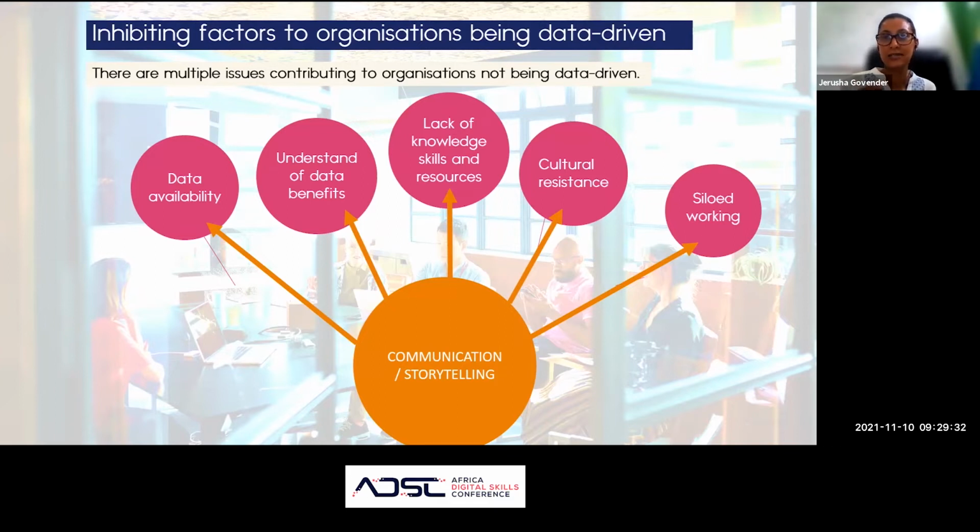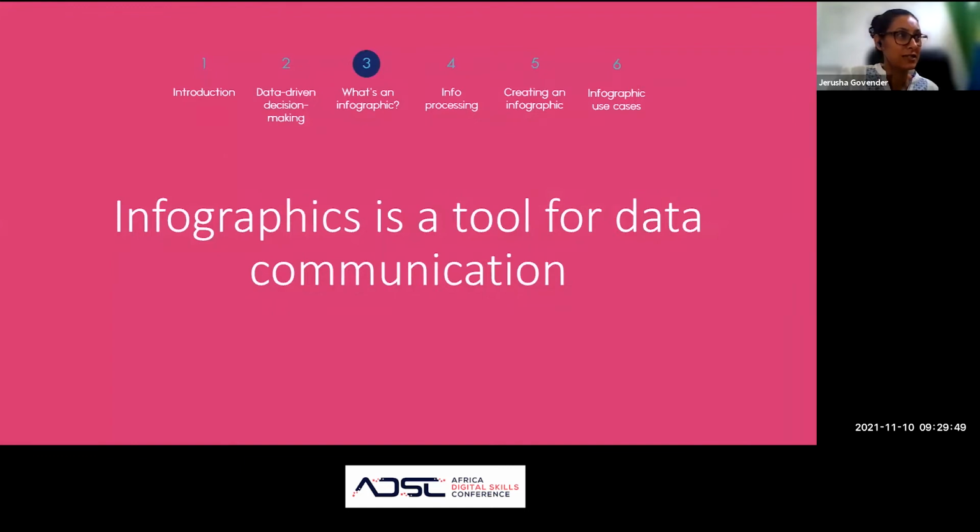And it also allows the ease of sharing information, so that you break down those silos by making sure that different departments, different organizations have access to information in a means that is much easier to assimilate. So that's the underlying driver of why to use infographics. And because we know data communication can enable a data-driven culture, infographics is a tool to do so.